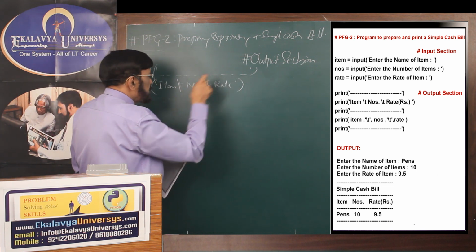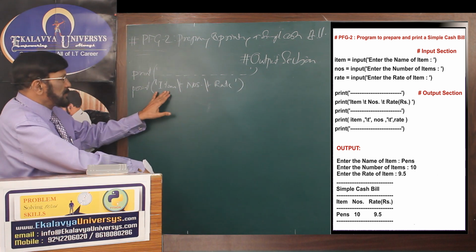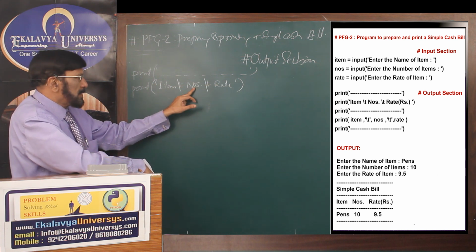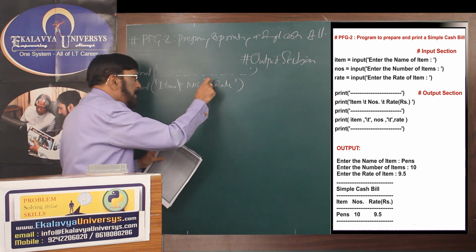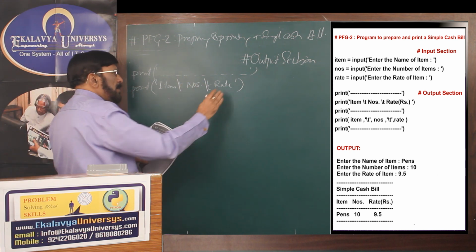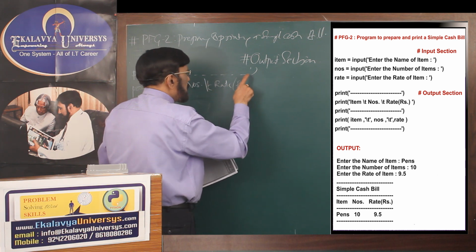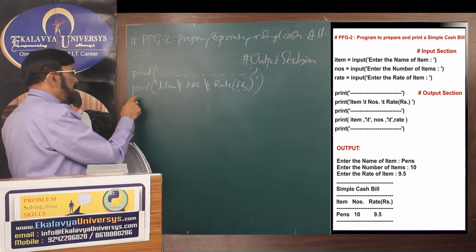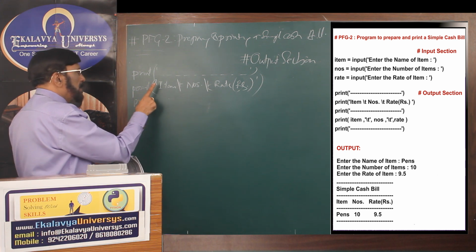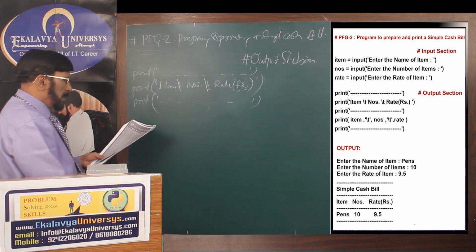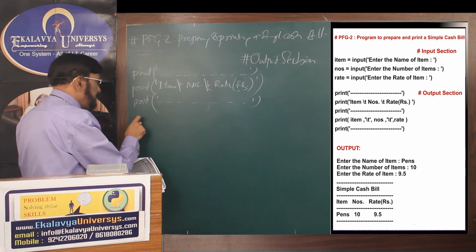Now you see, this is static. That's why within one string only you are writing item, horizontal tab, numbers, horizontal tab, and rate. Actually, after rate, rupees is there. Don't forget units. Okay, that you write. Thereafter, what is there? One line is there. Print that line you write.